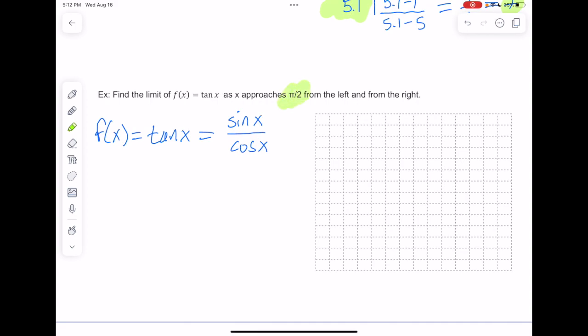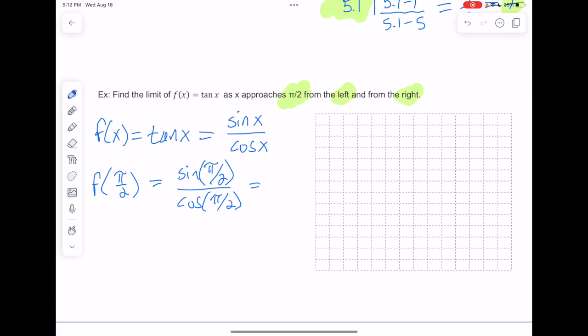So the first thing I want to check is, do I suspect that I'm getting infinities from the left and from the right? And I can do a check on that by doing direct substitution. So what happens if I take f of pi over 2? Well, if I do that, I get sine of pi over 2 divided by cosine of pi over 2.